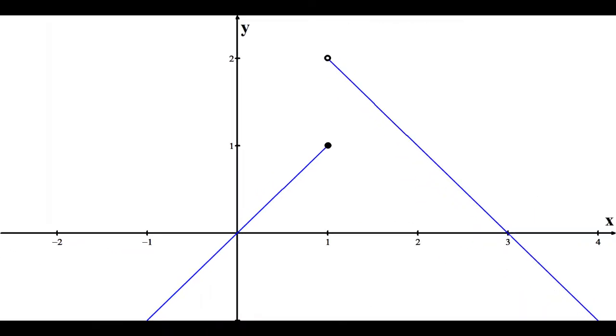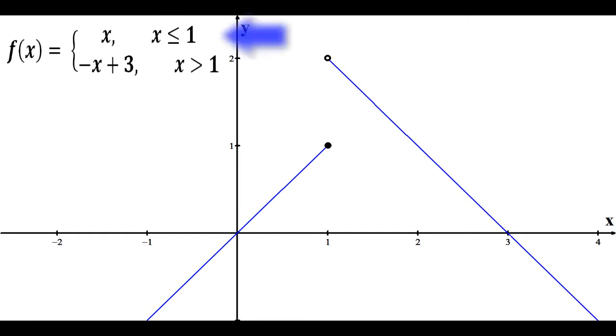To visualize this in a concrete example, take a look at the graph of this piecewise defined function. By the way, a piecewise defined function is just a function that needs different formulas to be defined in different parts of its domain. Here, our f of x is equal to x if our input value is less than or equal to 1, and it's defined as negative x plus 3 if our input value is greater than 1. As you can see, there's a discontinuity at x equals 1.